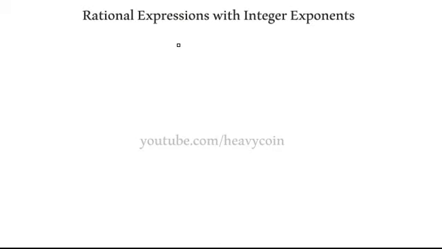Alright, in this section we're going to be talking about rational expressions with integer exponents, and we're just going to be simplifying. So let's remember what a rational number is first off. A half is a rational number, 3/4 is a rational number, 2 is not a rational number, that is an integer. This is with integer exponents.